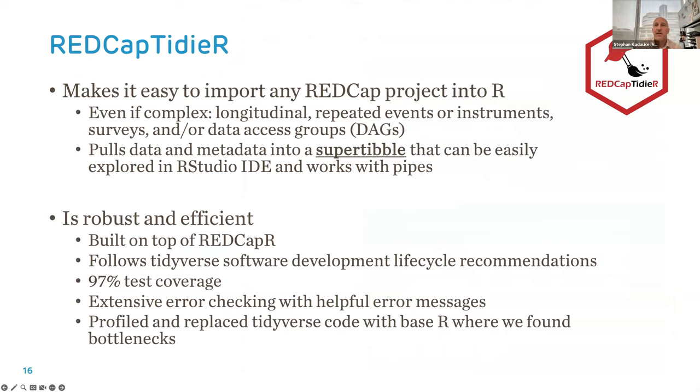And it does so by integrating data and metadata into a single object. And we call that object the supertible. It's easy to explore that supertible in the RStudio IDE and manipulate it using tidy semantics like the pipe operator. And we ensure that it's both robust and efficient so it can be used in a production environment. It's built on top of the REDCapR package, which itself is robust and efficient.